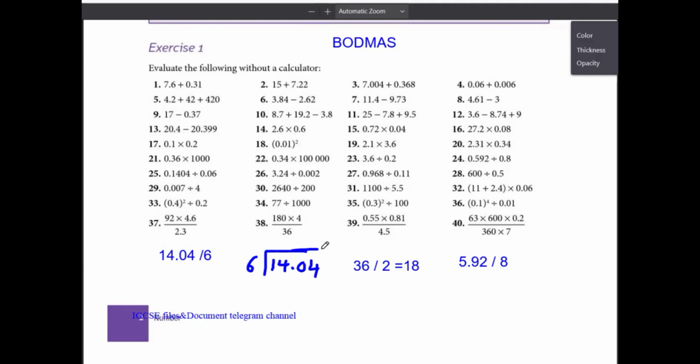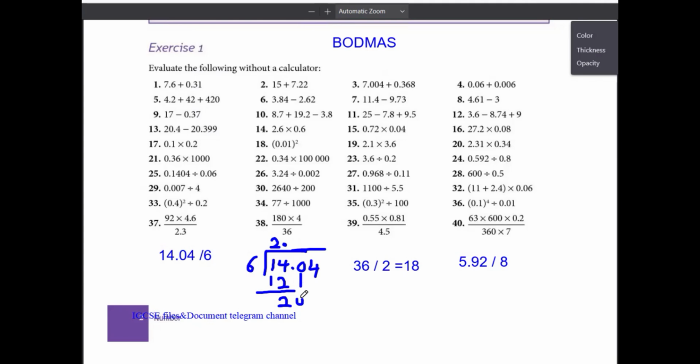Do we have 14 in table 6? No. What is the first number less than 14 that we have in table 6? 12. Yes, it's 12. Then 12 divided by 6 equals? 2. Then we subtract. 14 minus 12 is equal to? 2. Then this decimal point, we take it and we put it up. And then we put the 0 down.